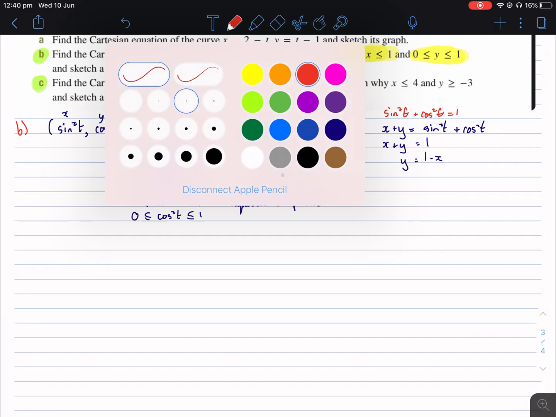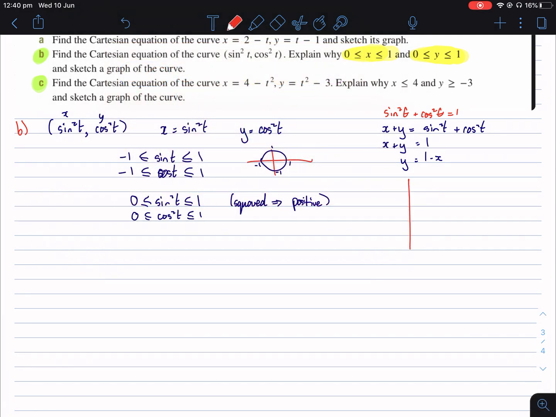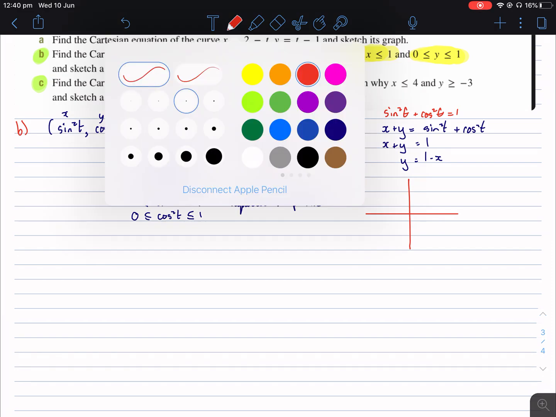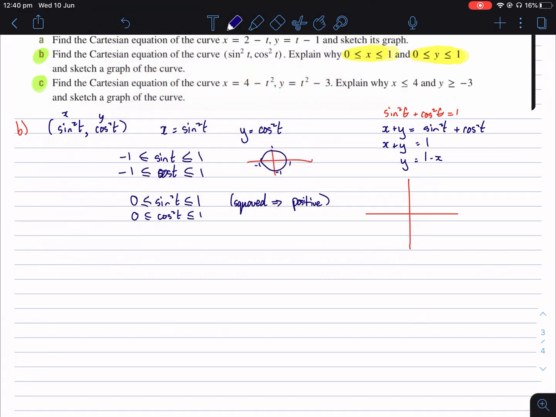So if I want to then sketch that, that's the line y equals 1 minus x. So we start off at 1 and we just go down. But they've told us it's between 0 and 1 for both of them. So we don't do this bit and we don't do this bit. It's literally just this bit.